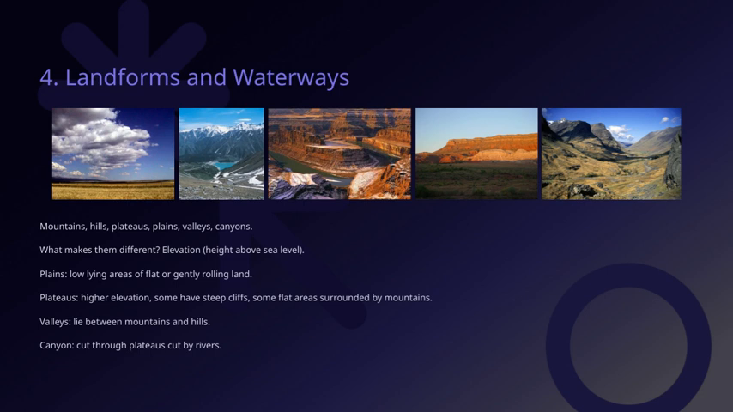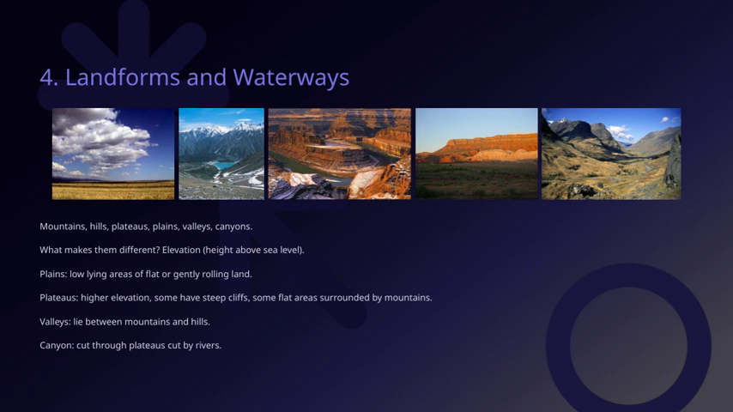Then there are plateaus, which are areas of higher elevation. Some plateaus have steep cliffs on the edges, giving them a dramatic appearance, while others are flat, expansive lands surrounded by mountains. Moving on to plains, these are low-lying, flat, or gently rolling areas. They're often ideal for agriculture because of their level terrain and fertile soil.